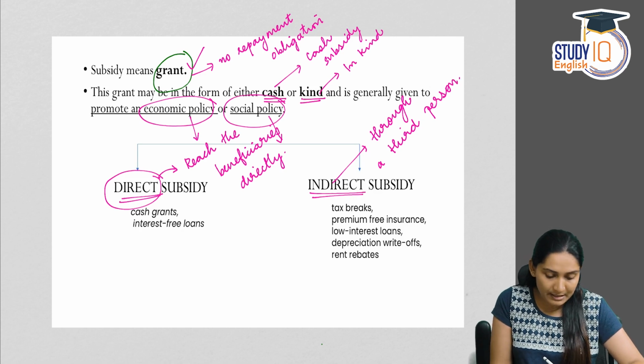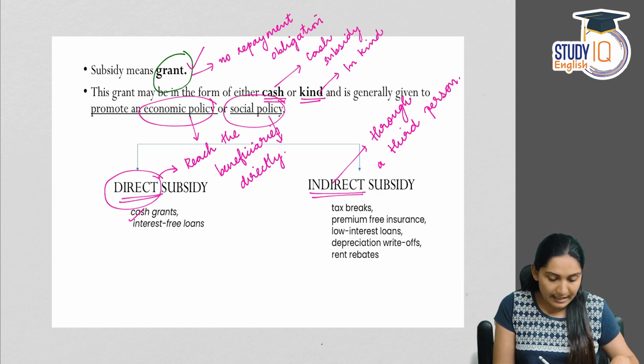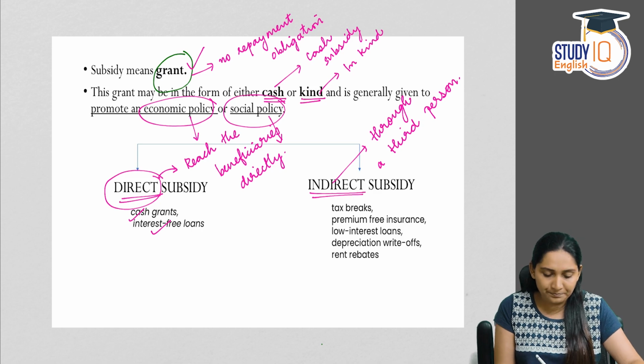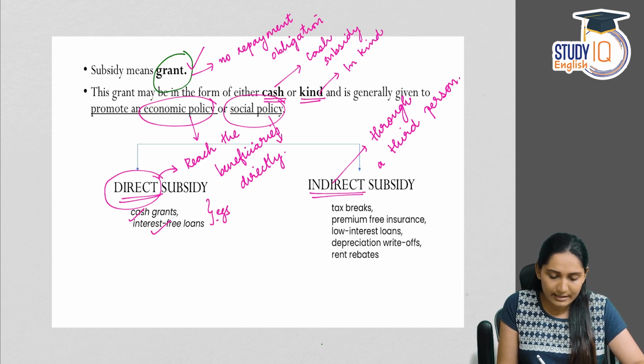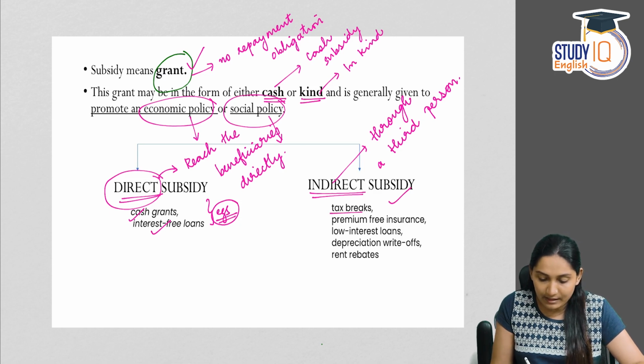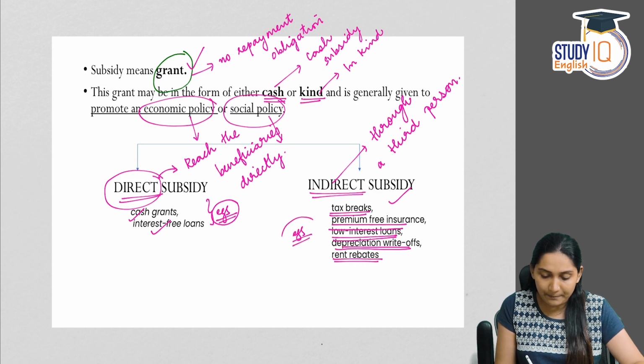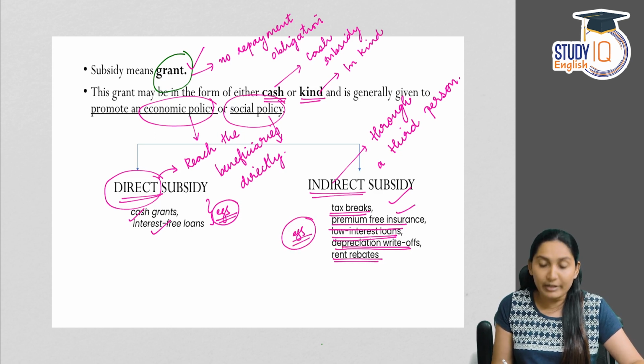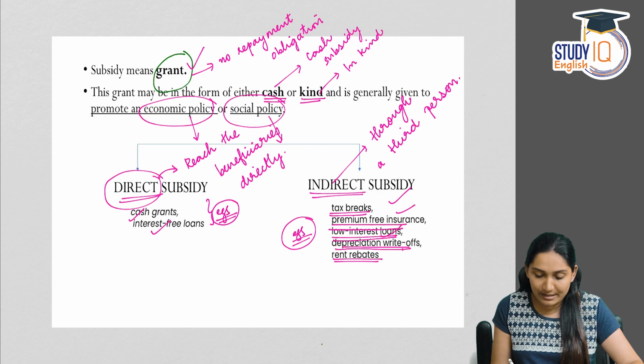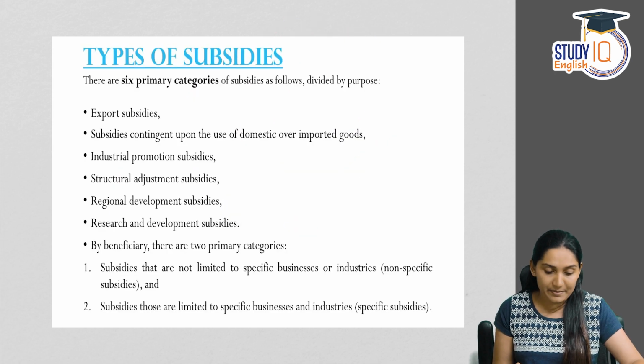Examples of direct subsidies: cash, grants, interest-free loans. All these are examples of direct subsidy. And examples of indirect subsidies: tax breaks, premium free insurance, low interest loans, depreciation write-offs, rent rebates. So all these are examples of indirect subsidy.